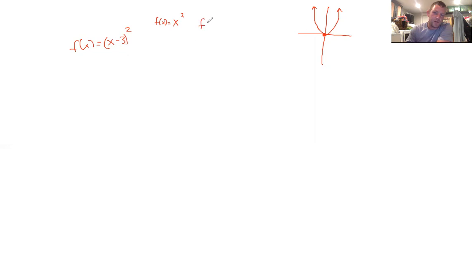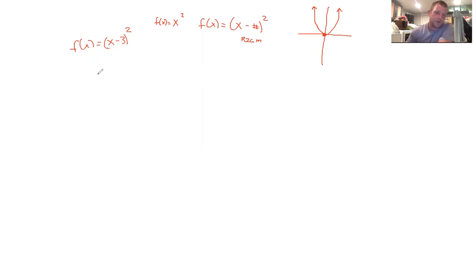Technically when they give f of x is equal to x minus some number squared, you'll move it to the right however many it says right here. That's a way to do it. So this one would be right 3, and that's your point. That's one way to do it.